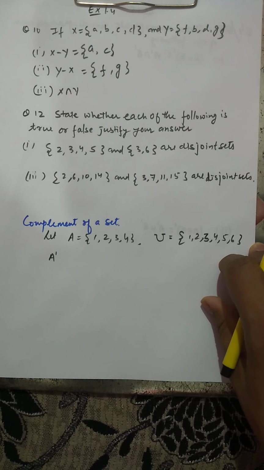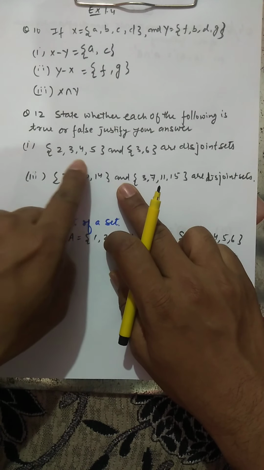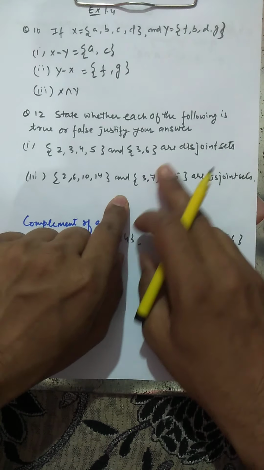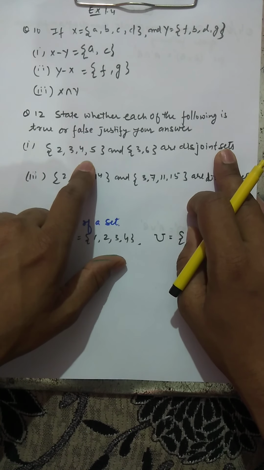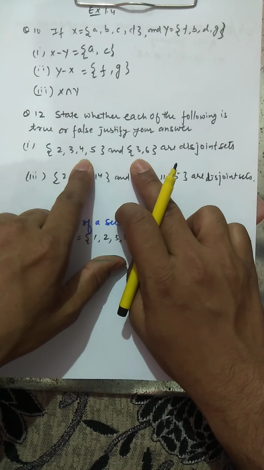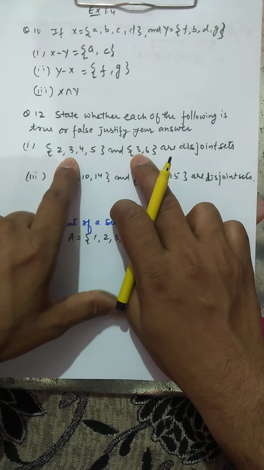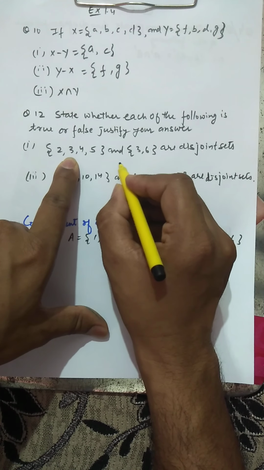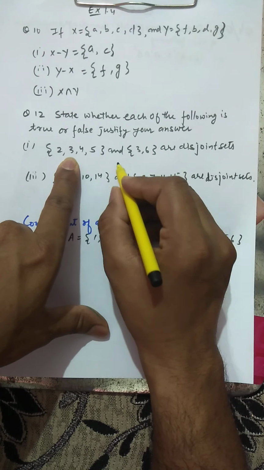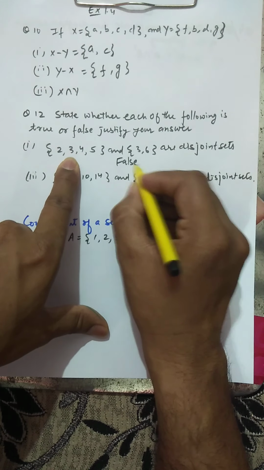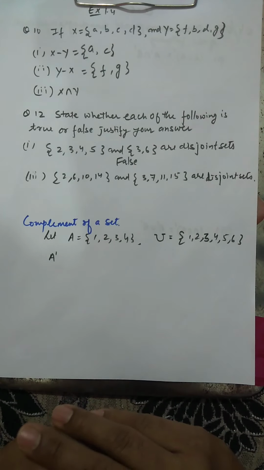Now come to this: state whether each of the following is true or false, or justify your answer. That {2, 3, 4, 5} and {3, 6} are disjoint sets. Disjoint sets means their intersection should be empty. But is there any element which is common? Yes, 3 is common. So your intersection is not empty, so we say these are not disjoint sets. So this is false, right? The reason you can explain is that the intersection is not equal to empty.